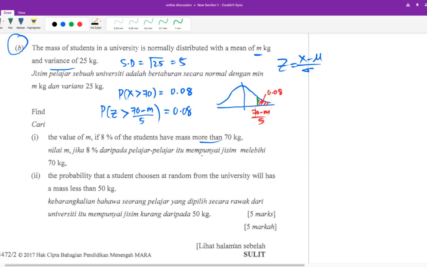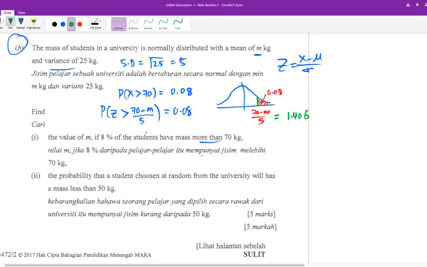Okay, let's go back to this question first. I will find the probability 0.08 from the Z value table here. I basically will get 1.406. So the question says this one should equal to 1.406. So I will just solve this to find the M.